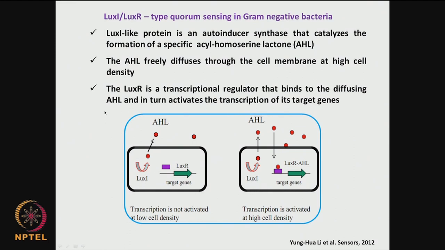So, in gram-negative bacteria this LuxI and LuxR play a very important role. The AHL signaling molecule gets diffused out and then again comes back and binds to LuxR. This is how the action of AHL happens in gram-negative bacteria.